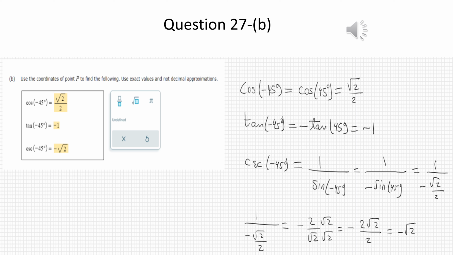And cosecant negative 45 degrees is equal to 1 over sine. Sine is an odd function again, so the negative goes outside. Sine 45 degrees is radical 2/2. So 1 over negative radical 2/2. Well, reciprocal, flip it, and rationalization, radical 2, radical 2. Then the answer is minus radical 2.